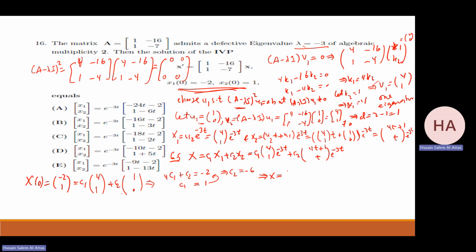C1 is 1. So I have 4, 1, e to the minus 3t minus 6, 4, 0 plus 1, 1, e to the minus 3t. That will give me what? I have minus 24t plus 4. I have minus 6t plus 1. And that will be my answer.